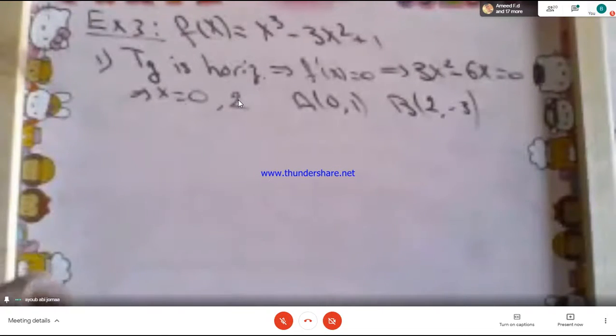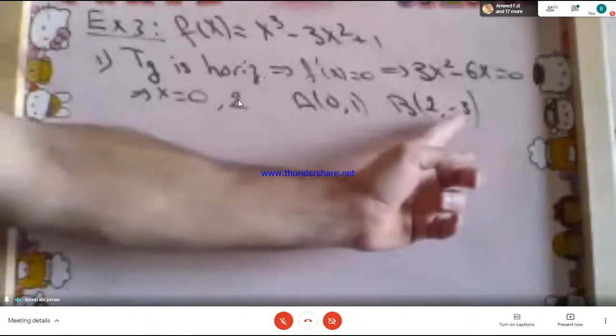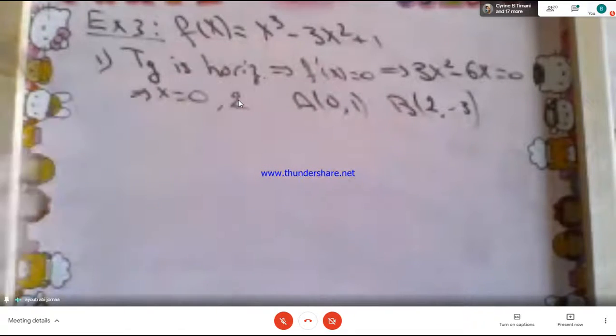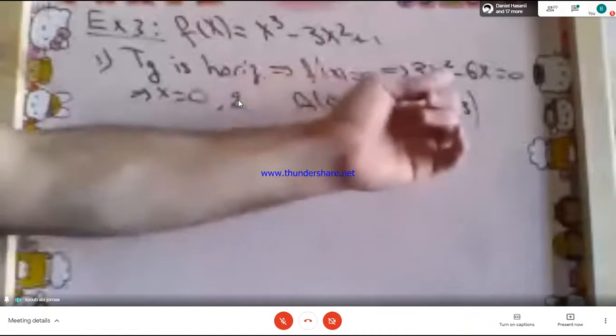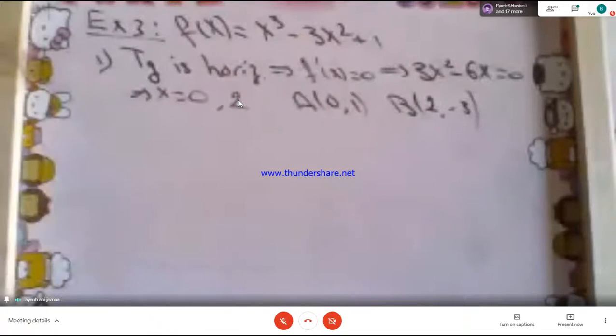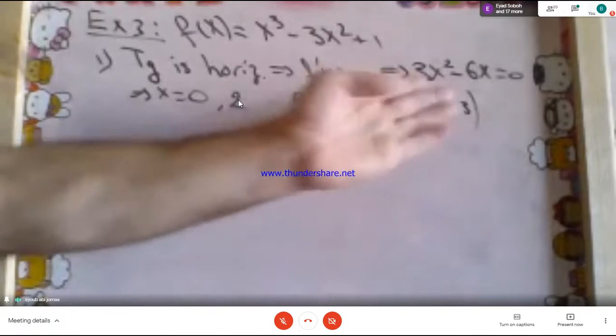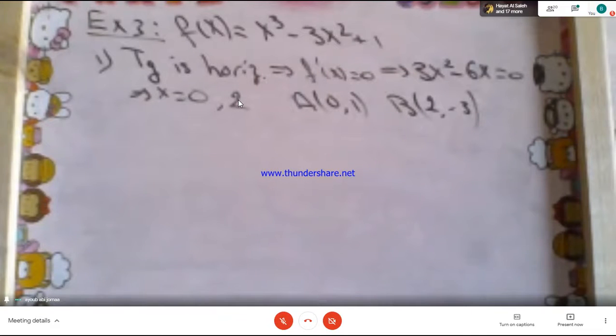To find the y value, replace x by 2. When you solve this equation, you get x equals 0, x equals 2. This is a quadratic equation. You can use the calculator or you can take x as a common factor. Okay?